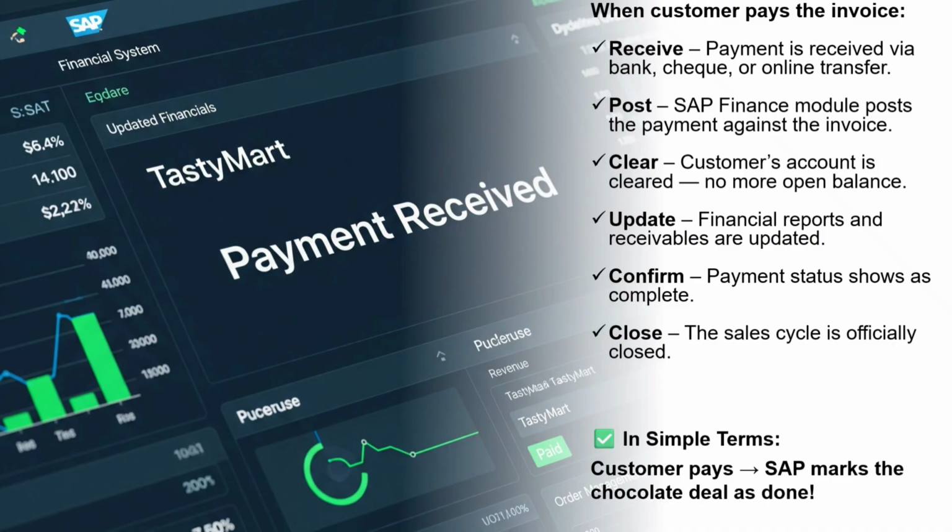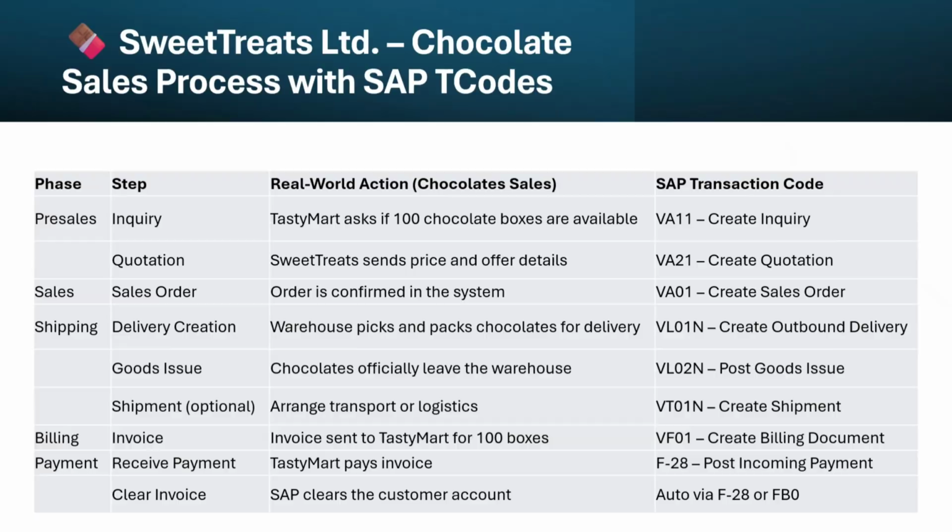In simple terms, once the customer pays the due amount for the 100 chocolate boxes, it marks the chocolate deal as done. So to summarize how the chocolate sales process of Sweet Treats Limited works, this is just a summary of it, which includes various phases of sales.